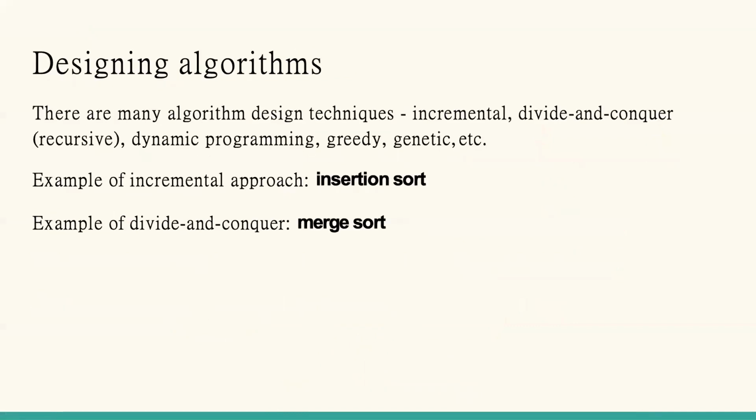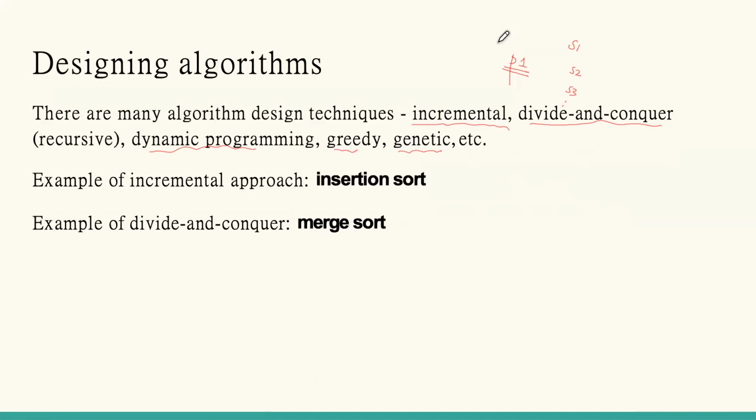Now, there are many algorithm design techniques. Even for solving the same problem, let's say P1, we may be able to come up with solution S1, solution S2, S3, and so on. Overall, algorithms can be designed with various techniques. One technique is incremental. We'll look at an example of an incremental technique. Another technique is divide and conquer. Another is dynamic programming. There are greedy approaches. There are genetic algorithms, and so on. So these are algorithm design techniques.